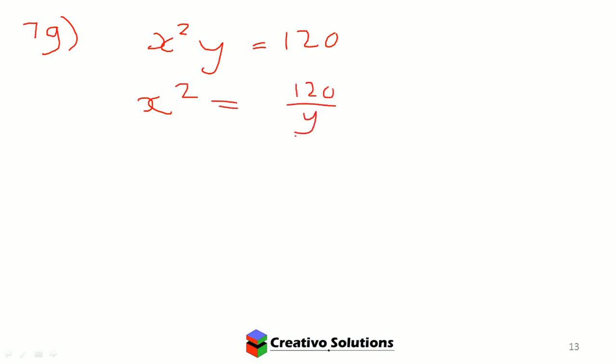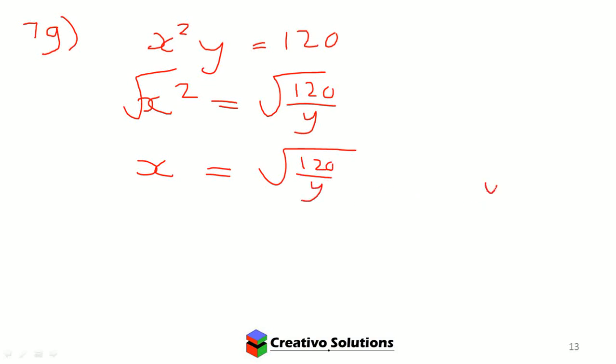7G says, make x the subject of the formula, and they've given you x squared y equals 120. So let's write that down. x squared y equals 120. They said make x the subject of the formula. So x squared is going to equal 120 over y. Then I'm going to square root. If I square root the left, I'm going to square root the right. So x would equal square root 120 over y.